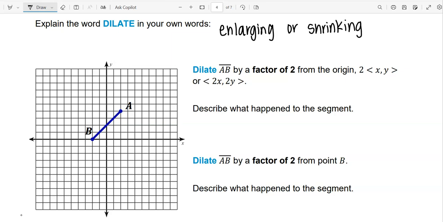Okay, so when we dilate, we're going to be multiplying by what's called a scale factor. Usually the letter for scale factor is K. I don't know why, it just is. If we're multiplying by something and we're trying to enlarge it, what are we going to multiply by? We're multiplying by 2 today. Yes, something bigger than 1. So enlarging, your scale factor is going to be greater than 1.